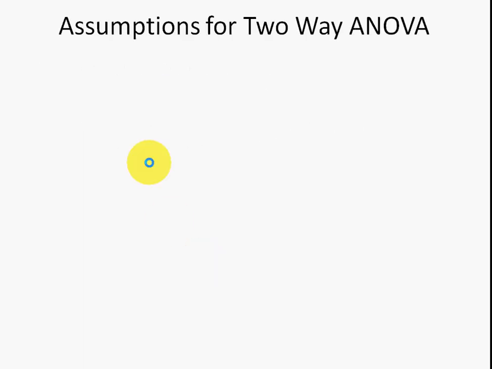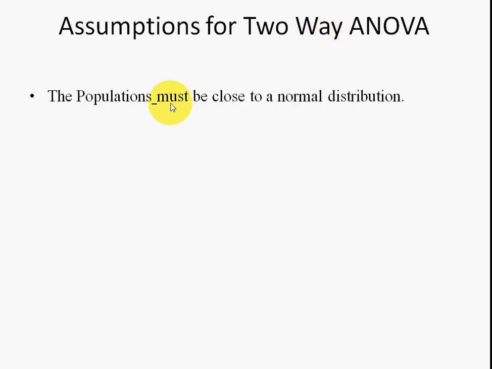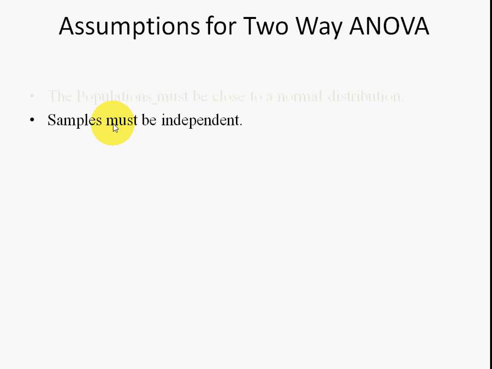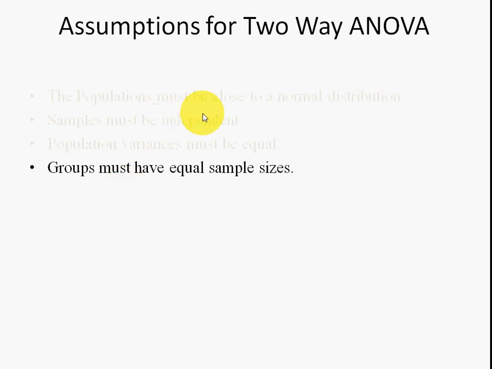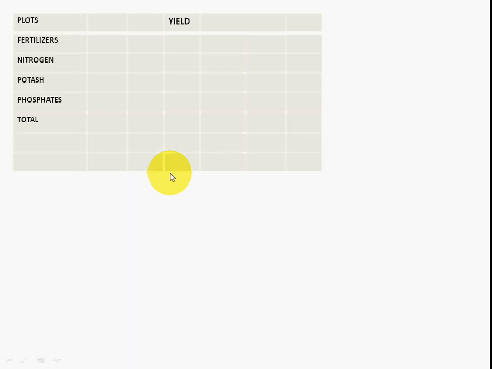Next, the assumptions for two-way ANOVA. The first assumption is that populations should have a normal distribution. Remember the normal distribution. The second is that samples must be independent, and the third is that variances should be equal for all the populations, and the groups' sample sizes must be equal. Next we will go for a problem.